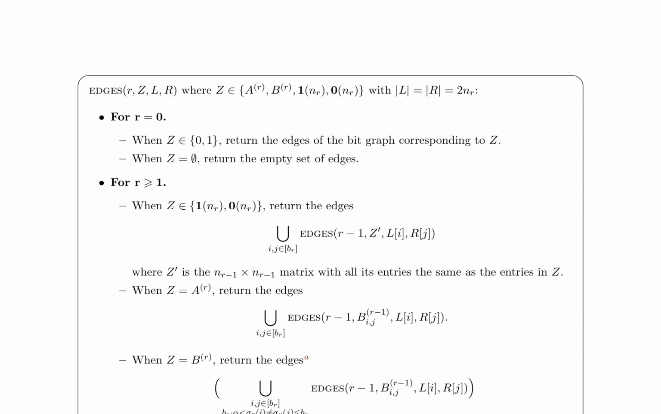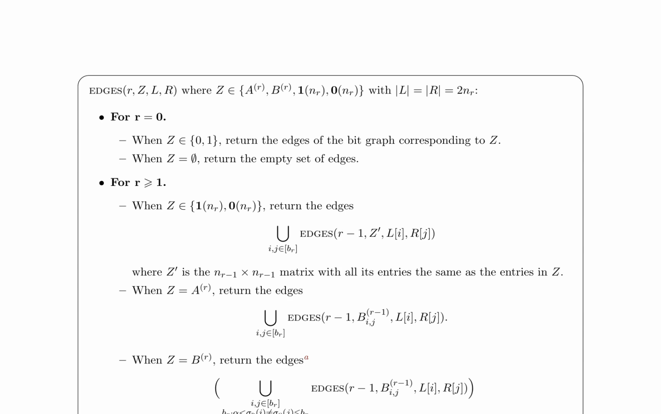The edges are constructed by recursively calling the procedure on the submatrices z, where z is the n_{r-1} times n_{r-1} matrix with all its entries the same as the entries in z when z is A_r. The edges are constructed by recursively calling the procedure on the submatrices B_{r-1}(i, j), where (i, j) is an element of B_r. When z is B_r, the edges are constructed by recursively calling the procedure on the submatrices B_{r-1}(i, j) and A_{r-1}(i, j), depending on the values of sigma_r(i) and sigma_c(j).